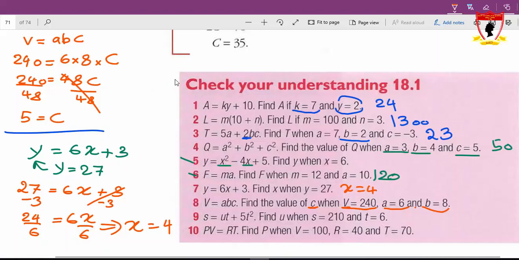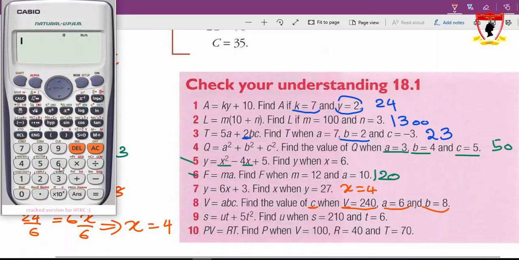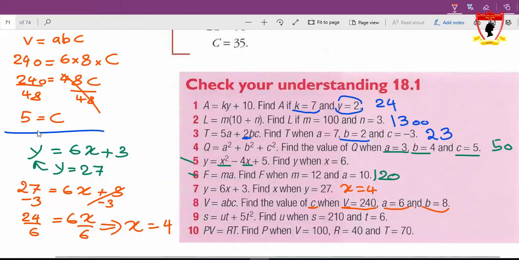To check the answer, 6 times 8 times 5, let's see, is it equal to 240? 6 is the value of A, 8 is the value of B as it's given in the question, and C is 5 as we found it. If we multiply all of them, we will get 240, which is the value of V. So 5 is the correct answer. For question 8, C is equal to 5.